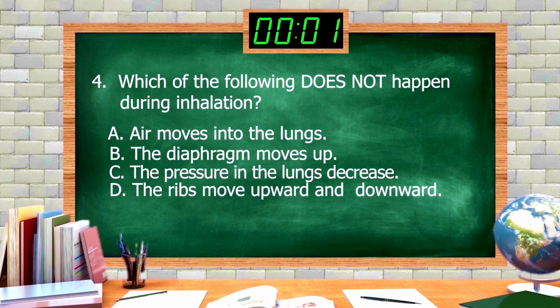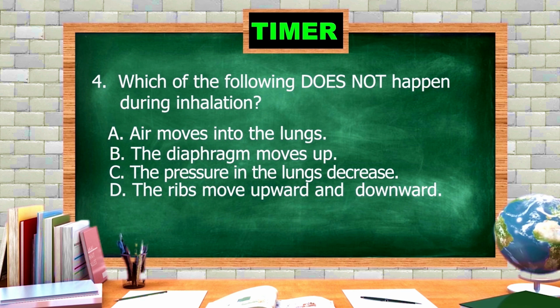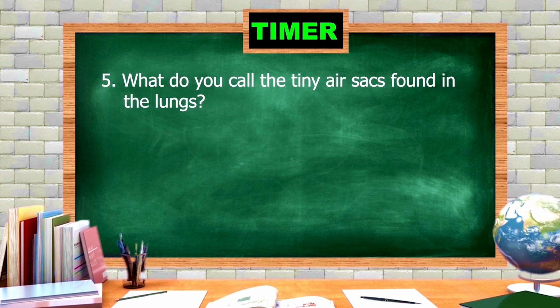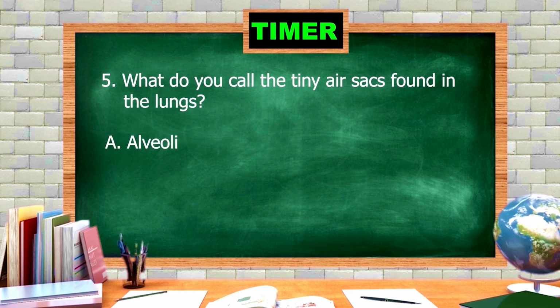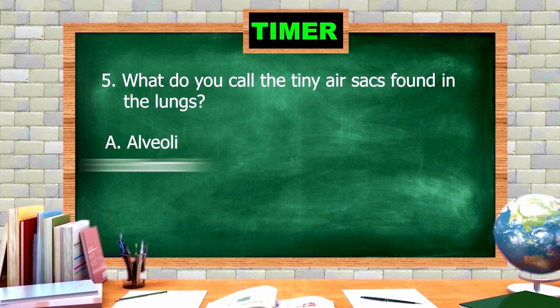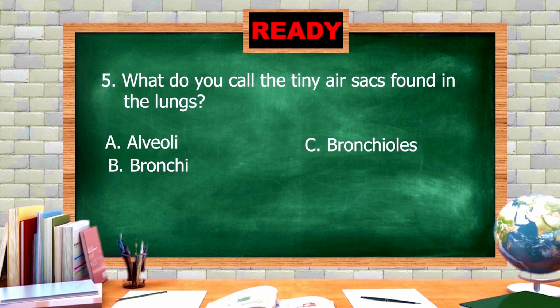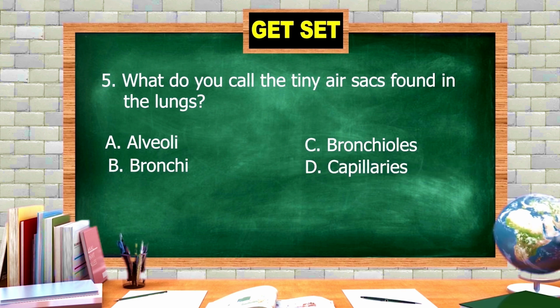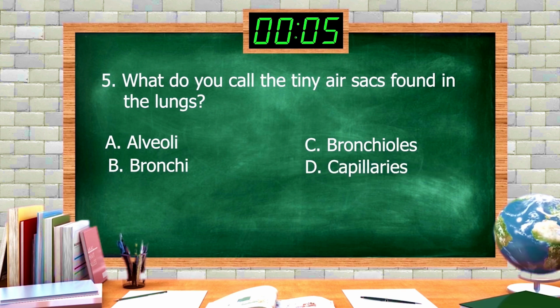Number 5. What do you call the tiny air sacs found in the lungs? A. Alveoli. B. Bronchi. C. Bronchioles. D. Capillaries.